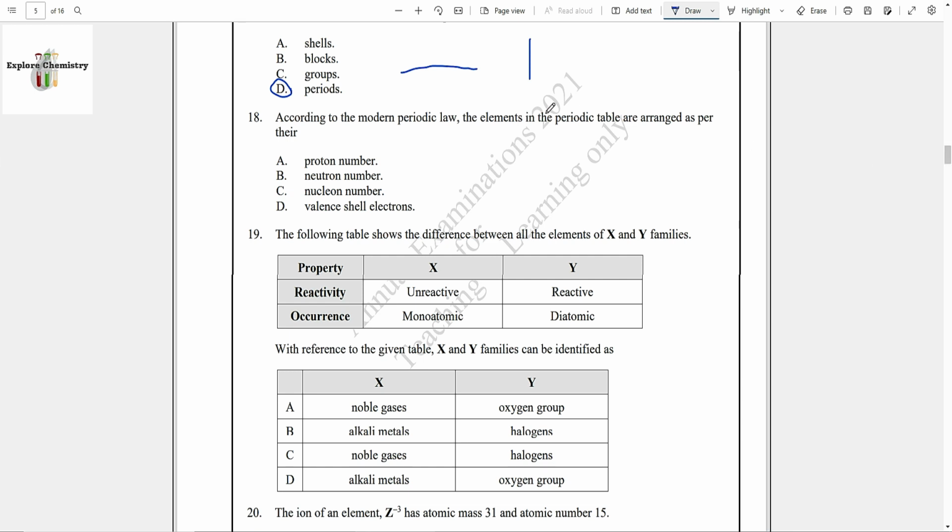Number 18, according to the modern periodic law, the elements in the periodic table are arranged as per their proton number or atomic number. This will be the answer.